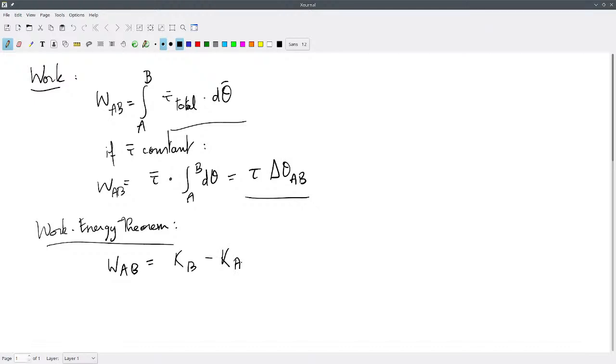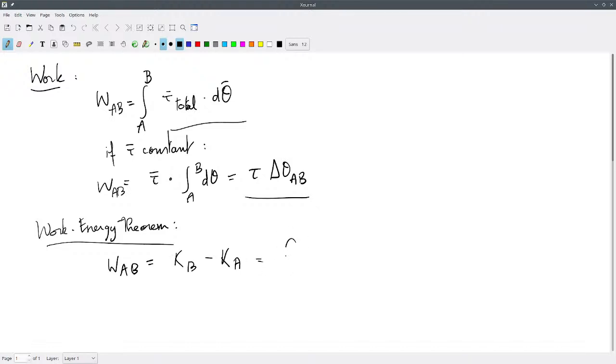If the work is positive, in other words if the torque is in the same direction as the change in the angle, the torque is in the direction that the angle changes, then we are putting additional energy into the system. And if that work is positive, then the kinetic energy at the end point B will be larger than the kinetic energy at the starting point A.